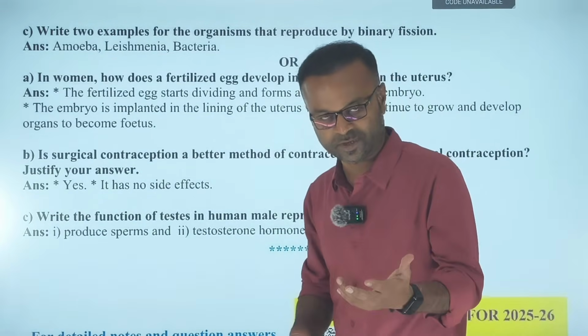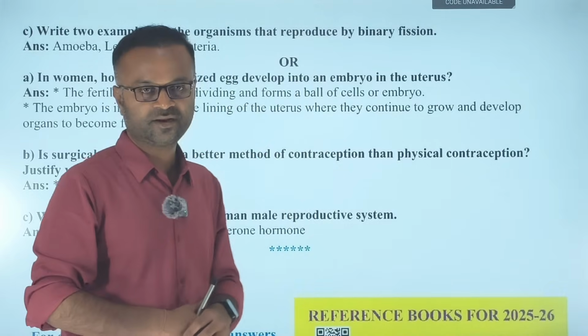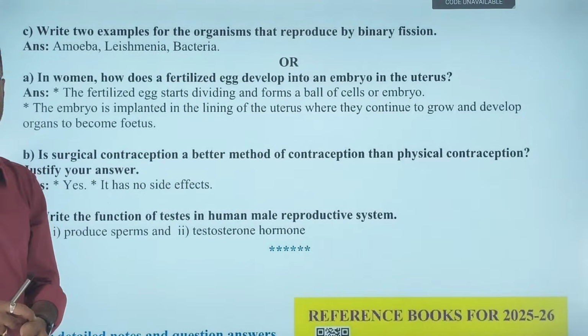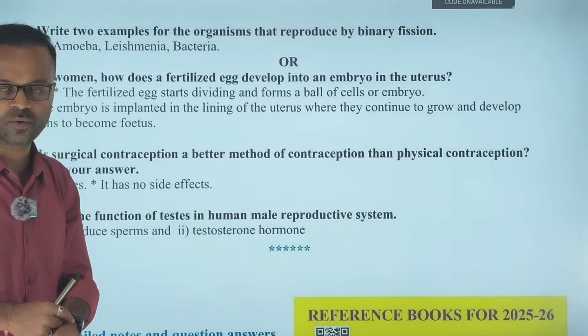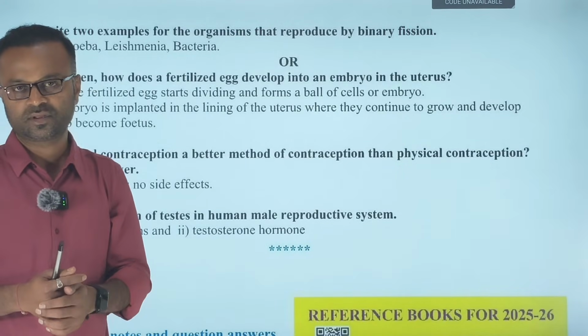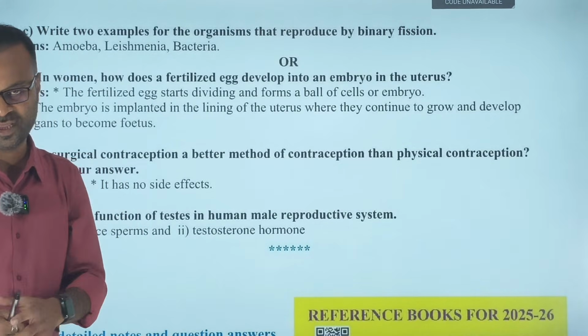One is production of sperm and also the hormone, so-called testosterone. In the female, again, the ovary will produce the ovum or ova, and also the female sex hormones, so-called estrogen and progesterone.